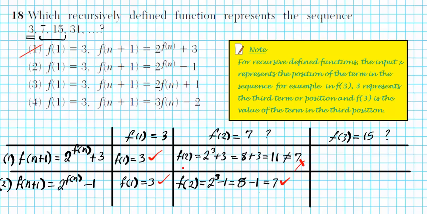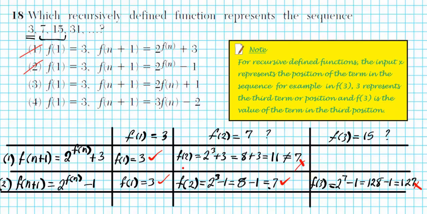f3, the third term. So f of 3, using the same rule, is 2 raised to the previous term. The previous term is 7, minus 1. Do we get 15? 2 to the 7th power is 128. You can do that with your calculator. Minus 1 is 127. Uh-oh, that is not equal to 15. So this right here is a no. This is a fail. Eliminate option 2 since the formula could not generate the correct third term.